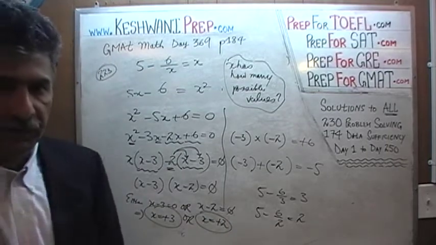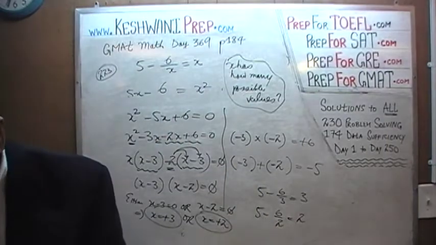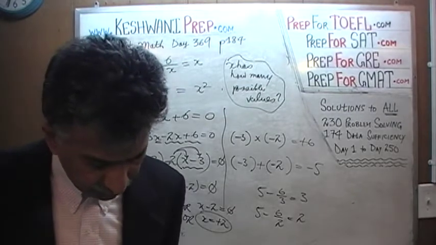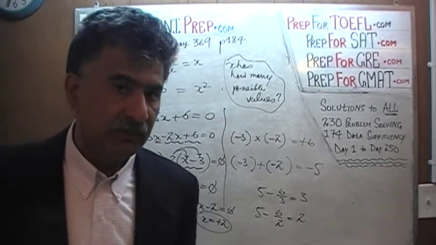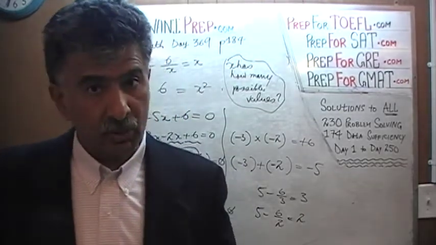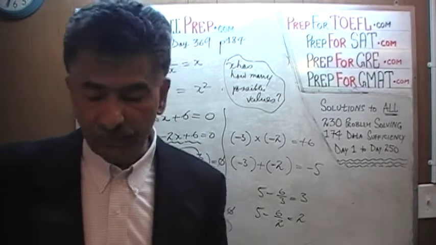But anyway, the point here is that it has two roots. The question was, in this case, x has how many possible values? That's another way of saying, how many roots does this equation have? The answer is 2. It has two roots because it's a quadratic equation. It has two roots because it's a second power, second degree.